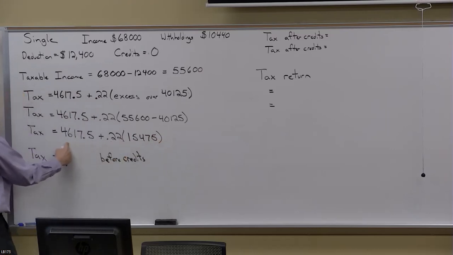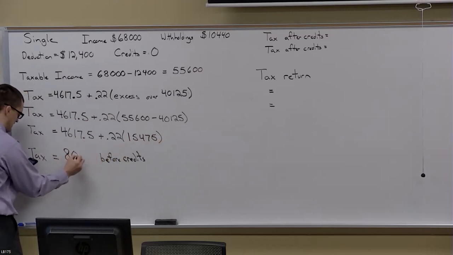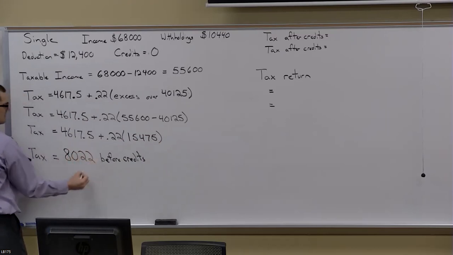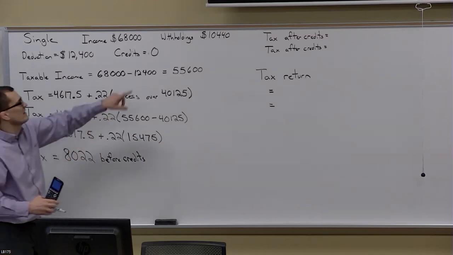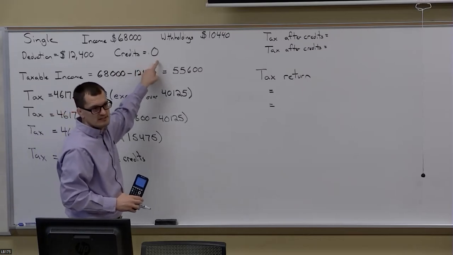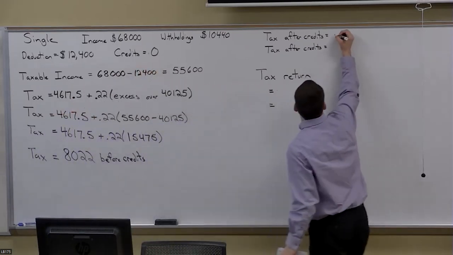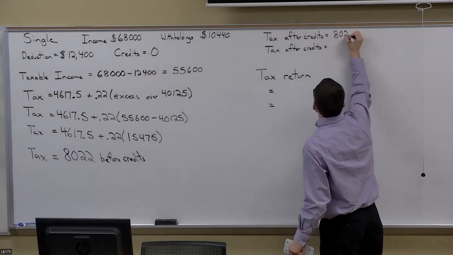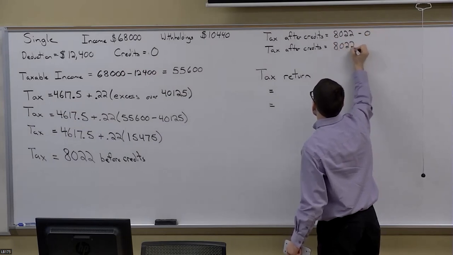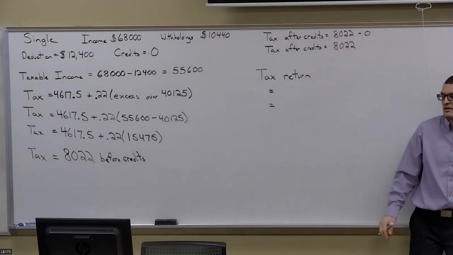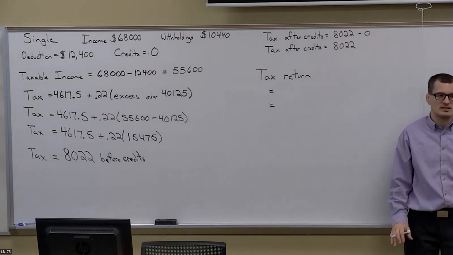When I put that in my calculator, I get that the tax should be $8,022 before credits are applied. Now, this person has no credits, they said. So the tax after credits is just 8,022 because we're not changing it by any credits. In fact, I would imagine there's a lot of taxpayers out there that don't get any tax credits.